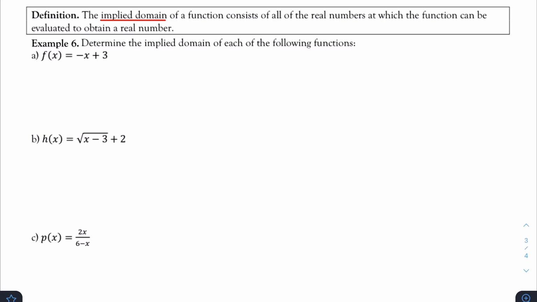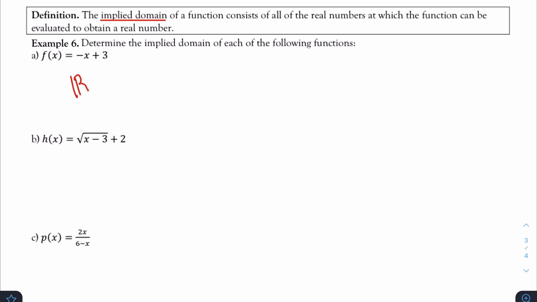If I go down to my two restrictions, again, I want to make sure that I don't accidentally divide by 0, and I don't want to take the square root of a negative number. Well, for part A, I don't even have a square root, and I'm not even dividing by an x. In other words, I'm not worried about either of those situations. Thus, I have no restrictions on part A. That means I can plug in whatever number I want, and I will get an answer. Or in other words, I can plug in all real numbers.